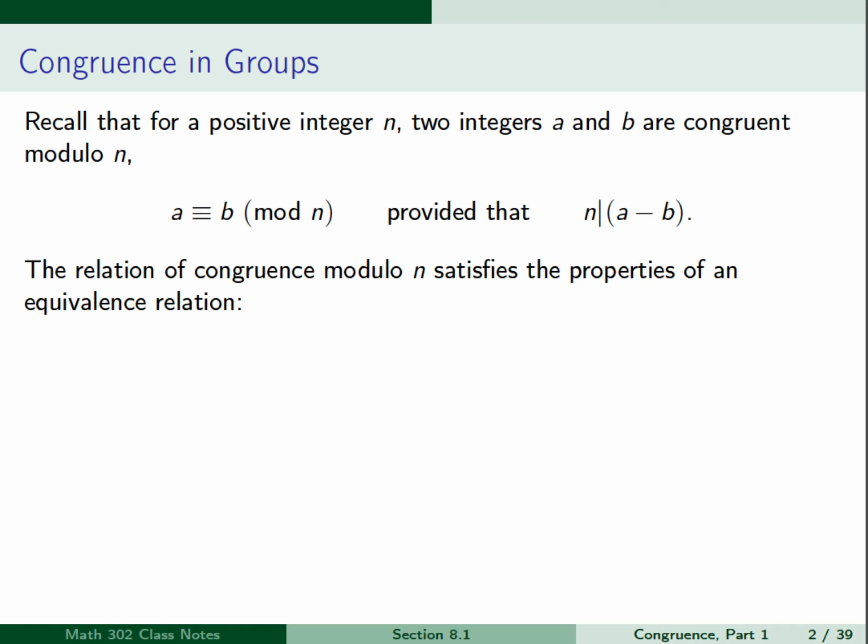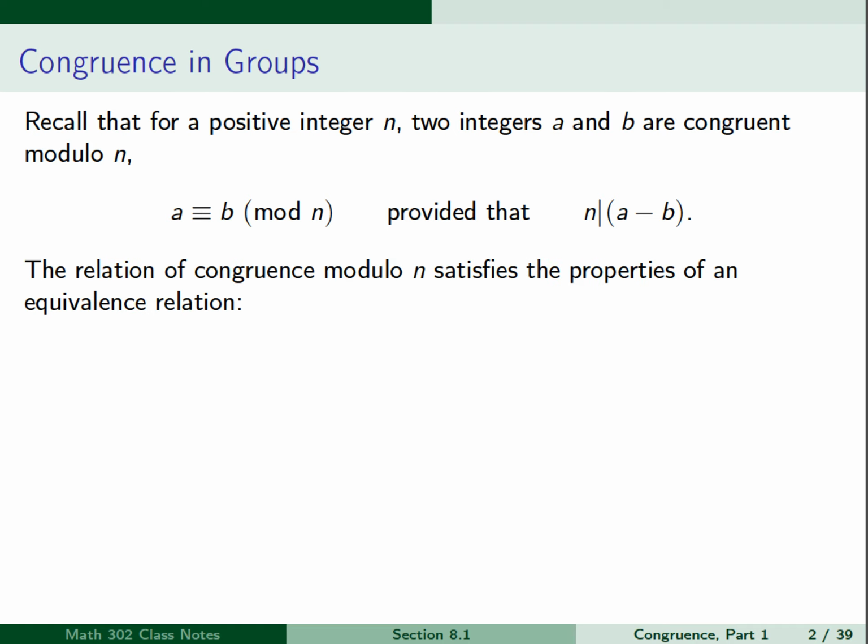So suppose A, B, and C are arbitrary elements of G. Suppose the hypothesis A is congruent to B mod K and B is congruent to C mod K. We need to show A is congruent to C mod K. And to show this, we need to show that A times C⁻¹ is an element of K.